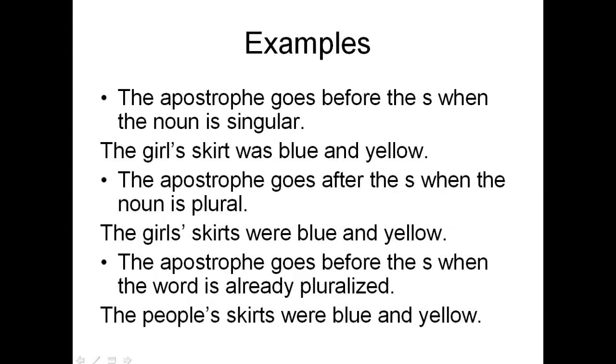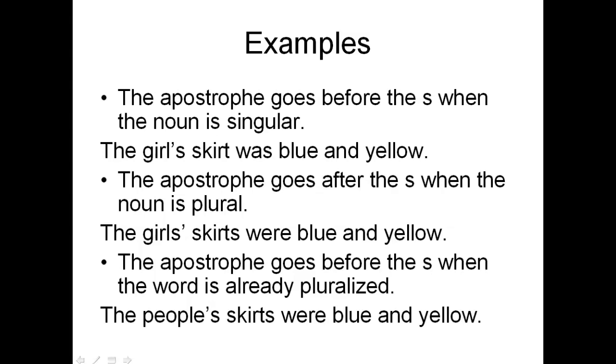Next rule, the apostrophe goes after the S when the noun is plural. So let's take a look at an example here. The girls' skirts were blue and yellow. So we've got multiple girls and we've got multiple skirts. So we put the S and then the apostrophe. So when it's plural, the apostrophe goes after the S.